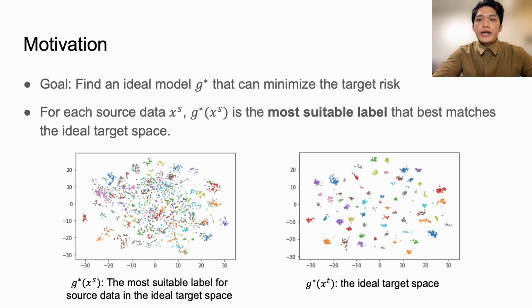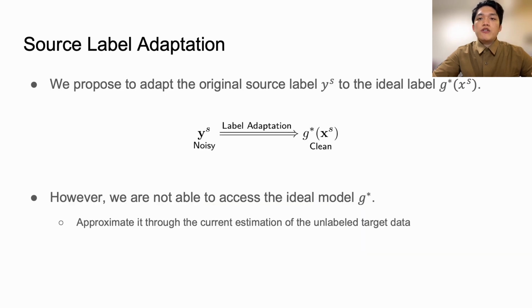Our goal is to find an ideal model G-star that can minimize the target risk. Suppose we have access to this ideal model. For each source data x, G-star of x is the most suitable label that best matches the ideal target space. The illustration below hints that, to build an ideal target space, source data is not necessarily well clustered. As we mentioned earlier, we view the source data as a version of the target data with noisy labels. Thus, we propose to adapt the original source label y_s to the ideal label G-star of x.